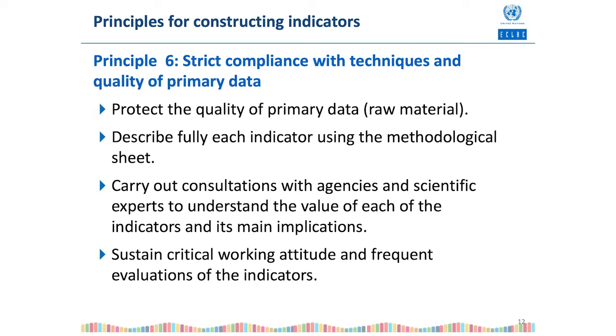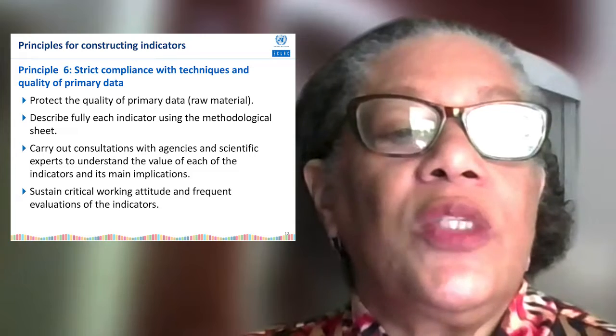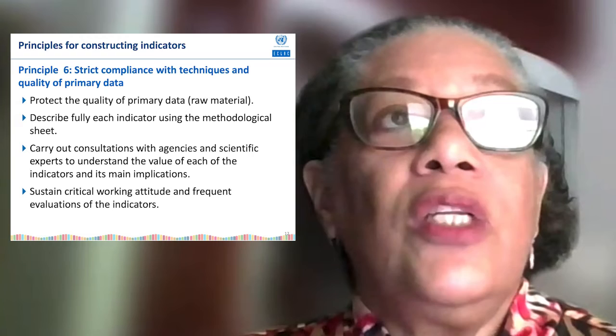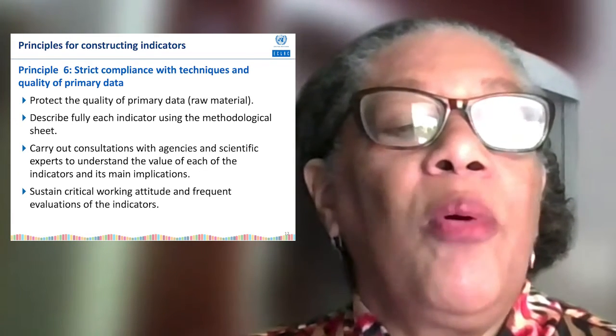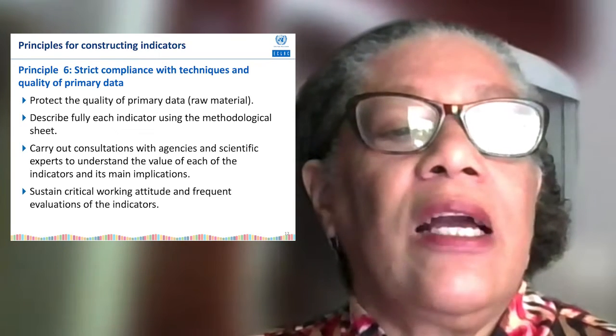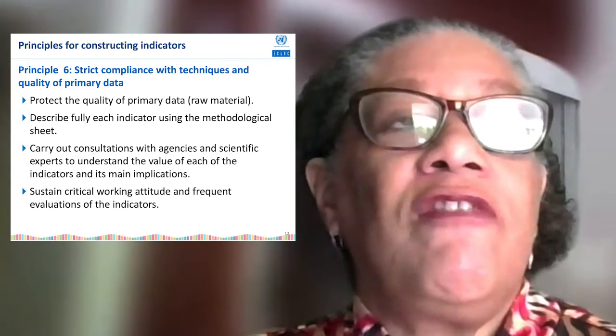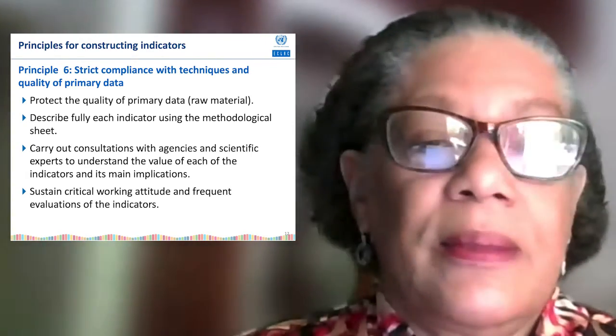So principle 6 is strict compliance with the techniques and quality of the primary data. So we need to be sure that the quality of the primary data, the raw material, is very good data. With this, we would be able to describe each indicator in the methodological sheet, and we need a full description of the indicator. Then we would need to carry out consultations with the agencies and the experts who know the value of each of the indicators and the main implications, the use of the indicator, the importance to the country. And we need to sustain a critical working attitude and also evaluate the indicator on a frequent basis.